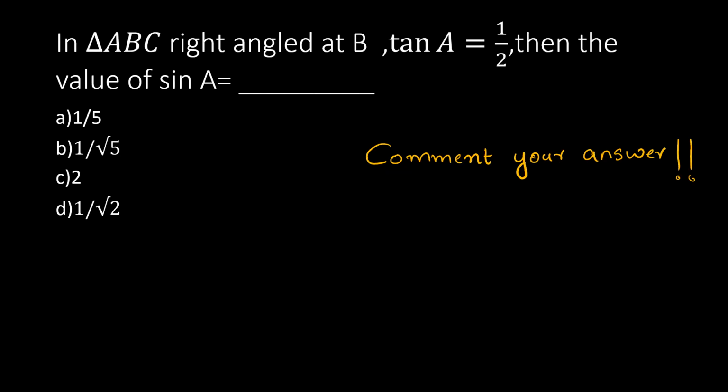This is a homework question for you. In triangle ABC, right angled at B, tan A equal to 1 by 2. Then the value of sin A is equal to. Options are A: 1 by 5, B: 1 by root 5, C: 2, D: 1 by root 2. So comment your answer below.